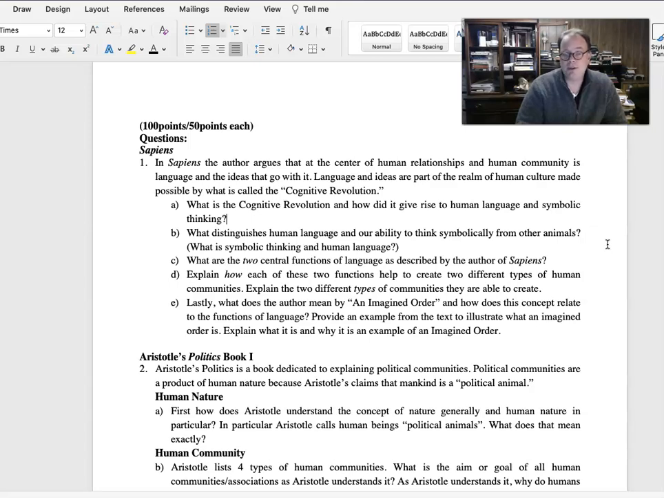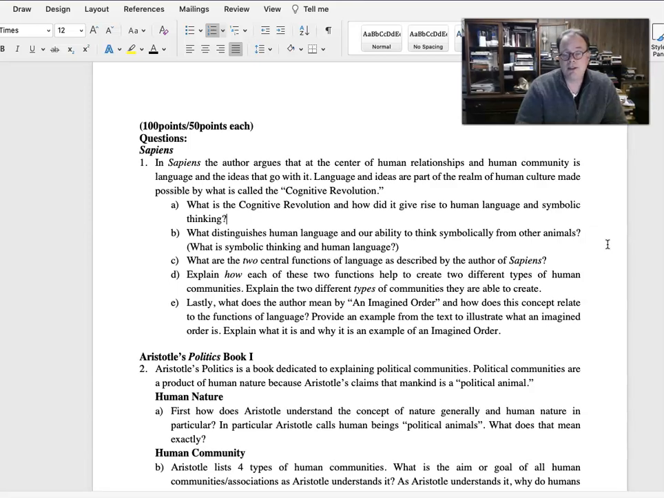Then D is really an extension of C. Explain how each of these two functions help to create two different types of communities. Explain the two different types of communities they're able to create. It's kind of saying it another way here. So there are two functions of language, and they are capable of creating two different types of communities, and they're noticeably different. And the text gives you examples of both.